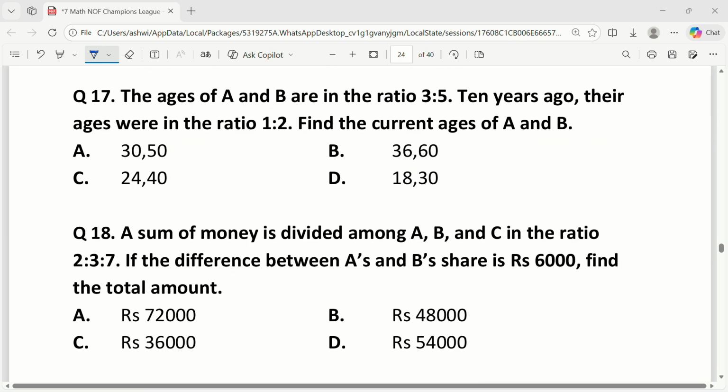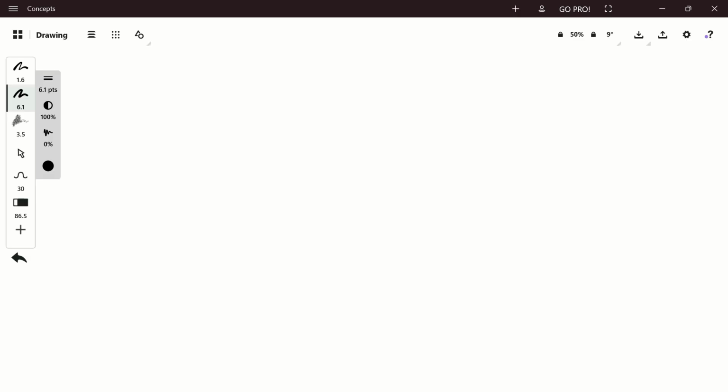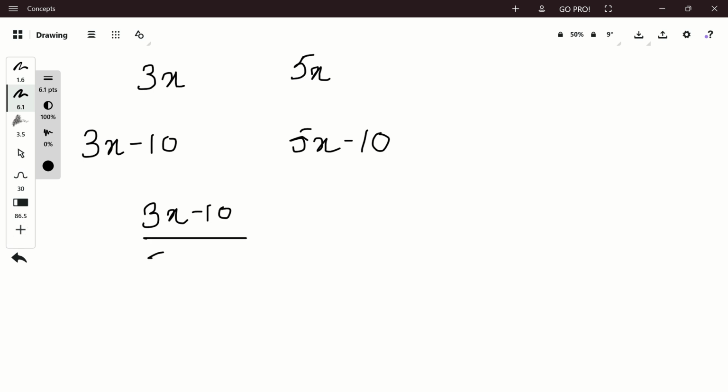Question 17. The ages of A and B are in the ratio 3:5. 10 years ago, their ages were in the ratio 1:2. Find the current ages of A and B. Let the current ages of A and B be 3x and 5x respectively. 10 years ago, their ages were 3x − 10 and 5x − 10. The ratio of their ages 10 years ago was 1:2, that is (3x − 10)/(5x − 10) is equal to 1/2.